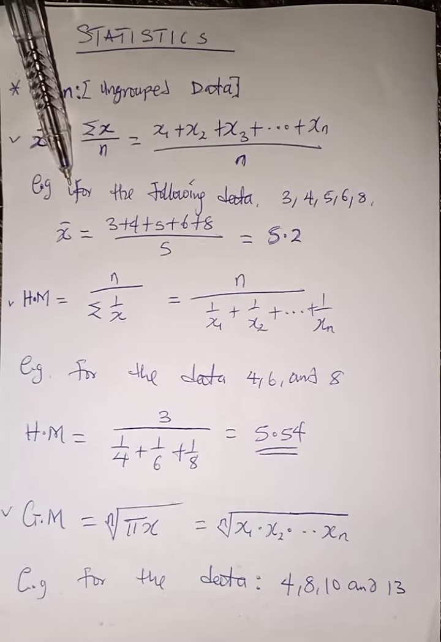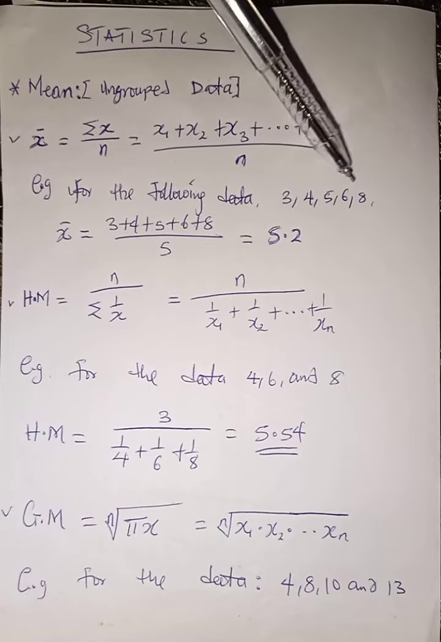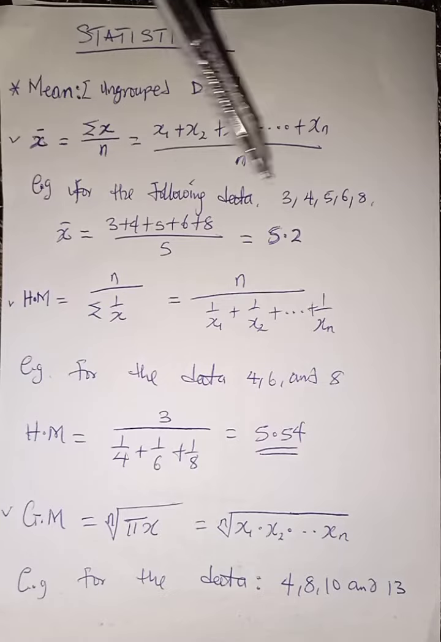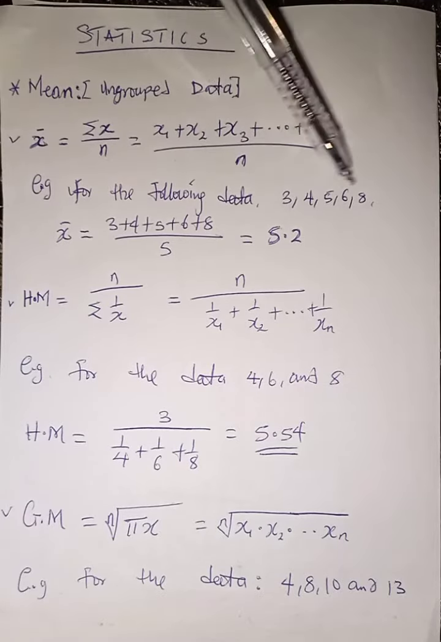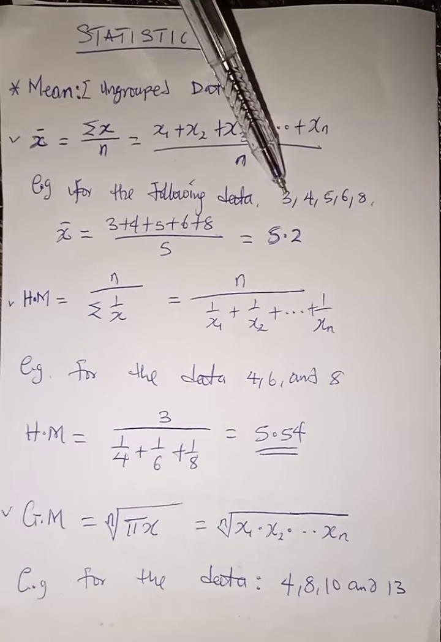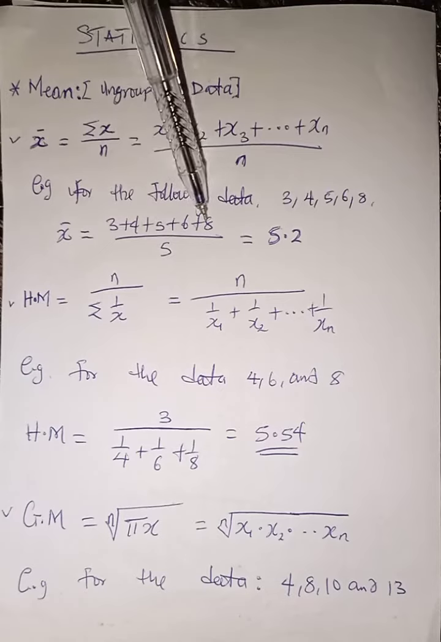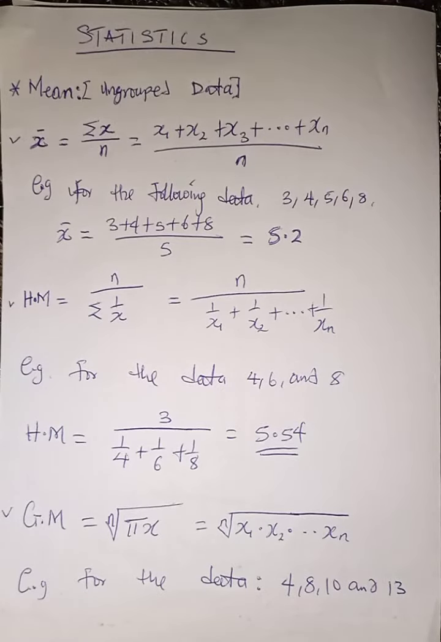For example, for the following data, let's say 3, 4, 5, 6, 8, what will be the arithmetic mean? What you have to do is just to sum up all these data, this plus this plus this plus this plus this, and divide by the total number, 1, 2, 3, 4, 5. We have 5 of them, whereby you sum up everything and divide by the total number. That will be the arithmetic mean.